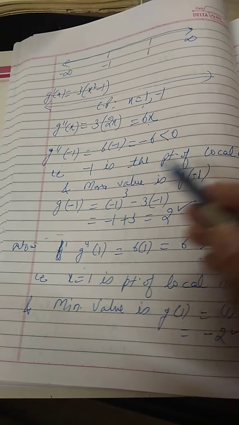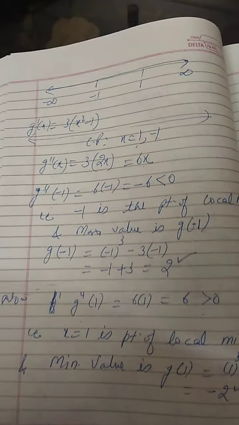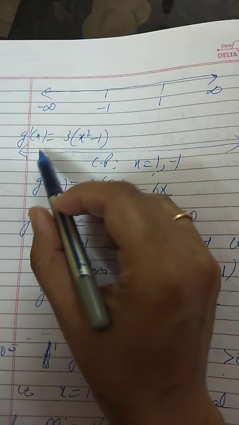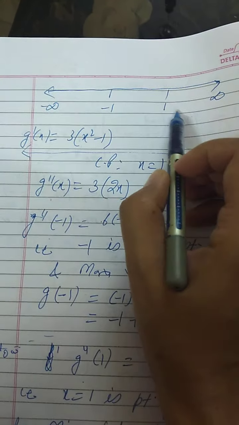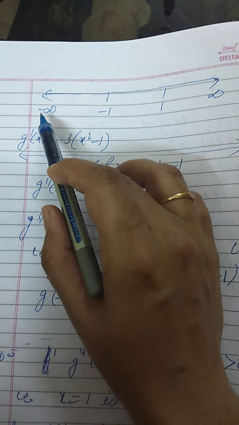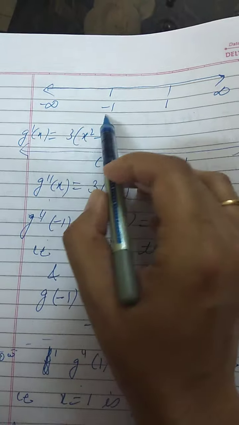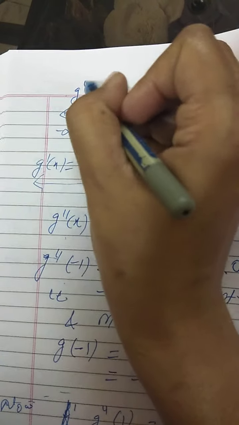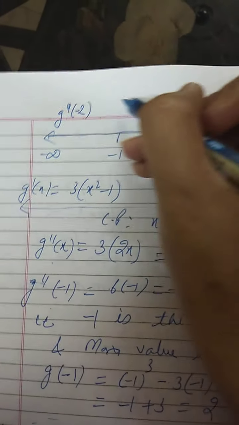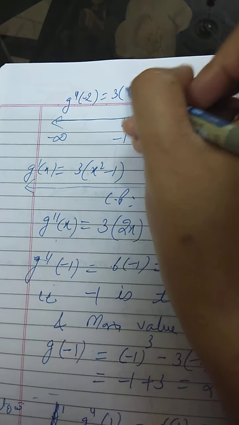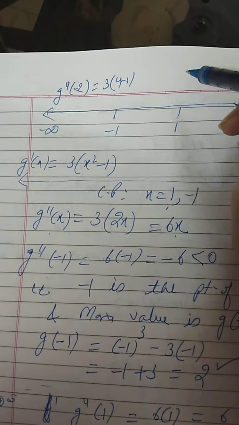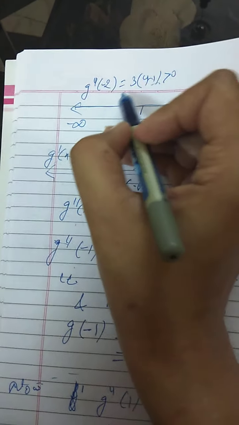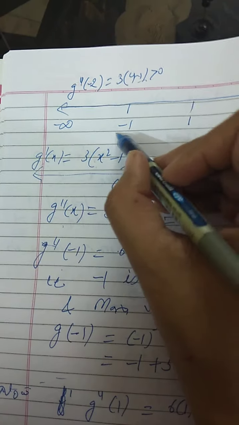You can do this sum with the help of the second order derivative test, but I said I will explain here with the help of the first order derivative also. So let me explain that. This is our derivative, the intervals we have taken. Now we will take any value between -infinity and -1. If I take -2, we will substitute it here. So if I write g dash -2, what will come here? 3 into 4 minus 1, that is 3. It is positive. That means in this interval g dash x is positive.